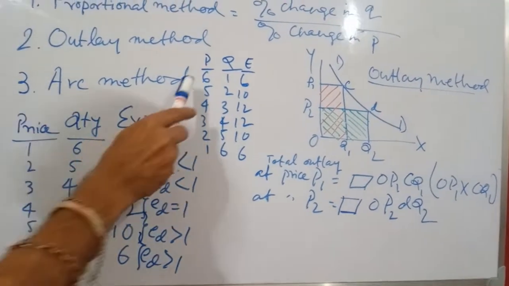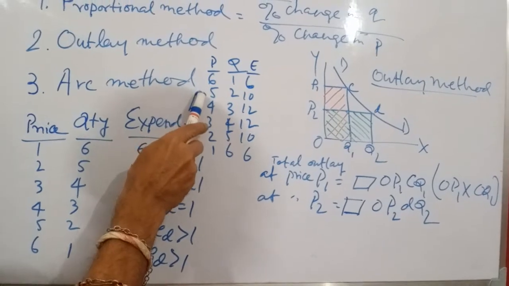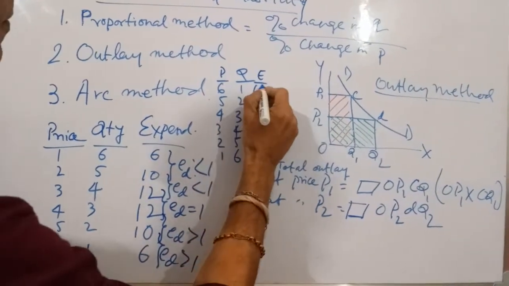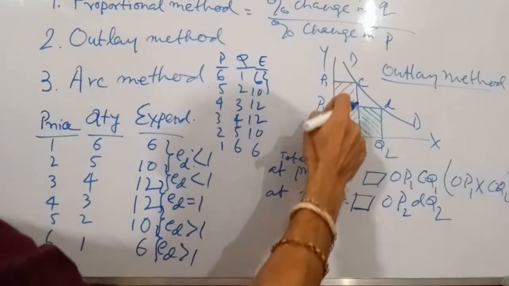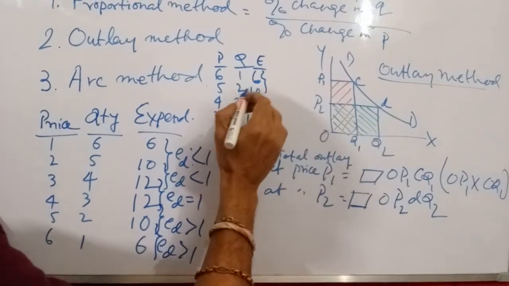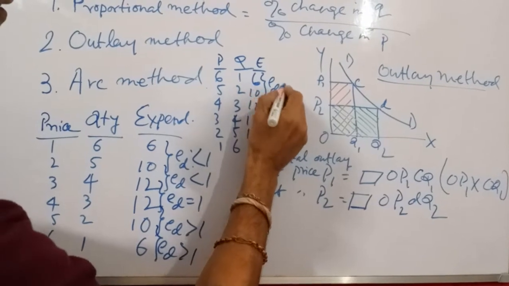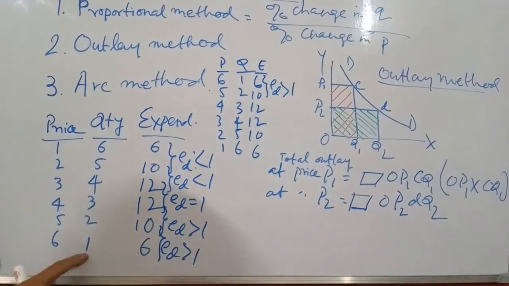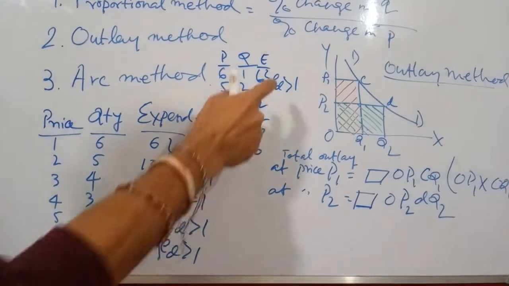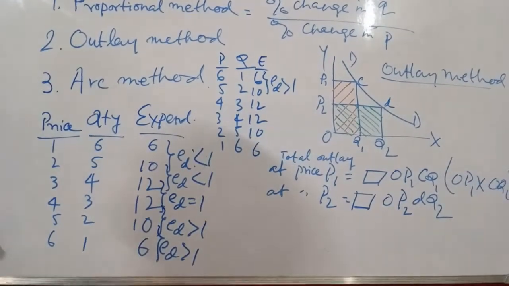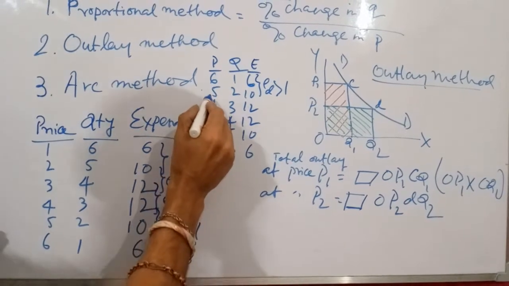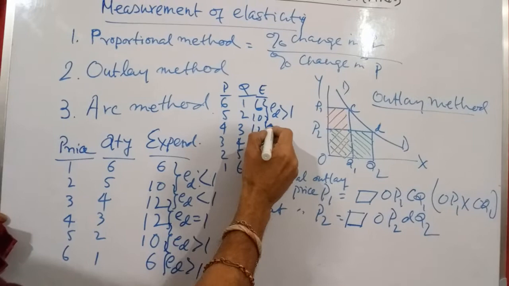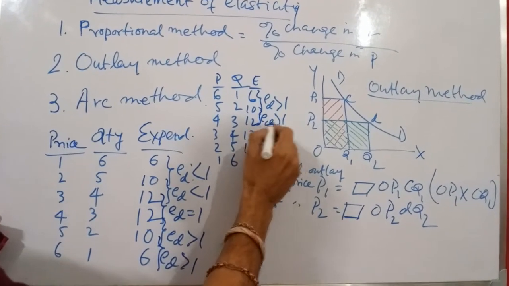So as the price of the commodity has fallen, expenditure has increased. So ED is greater than 1. See, here it was greater than 1. We have got the same result here. When price is further falling from 5 to 4, expenditure is increasing from 10 to 12. So ED is greater than 1.